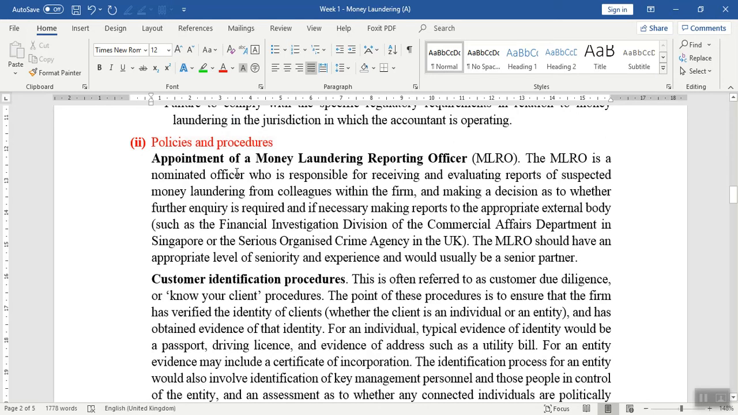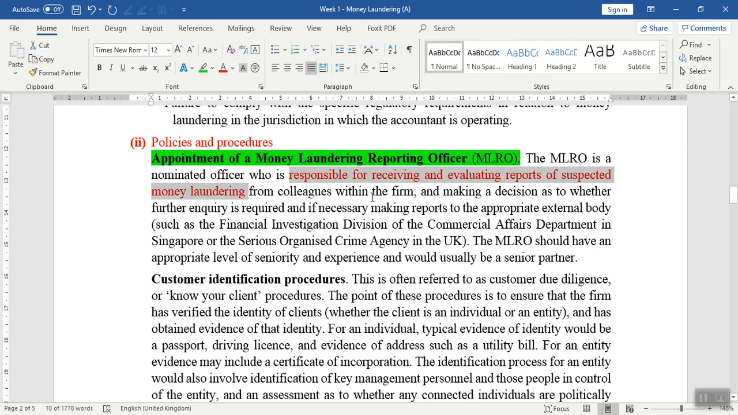The first one I also mentioned to you last week, the appointment of the MLRO. The keyword, if you memorize this, I want you to know who this person is and what their responsibility is. The MLRO is a nominated officer in the audit firm who is responsible for receiving and evaluating money laundering reports from their colleagues within the firm.